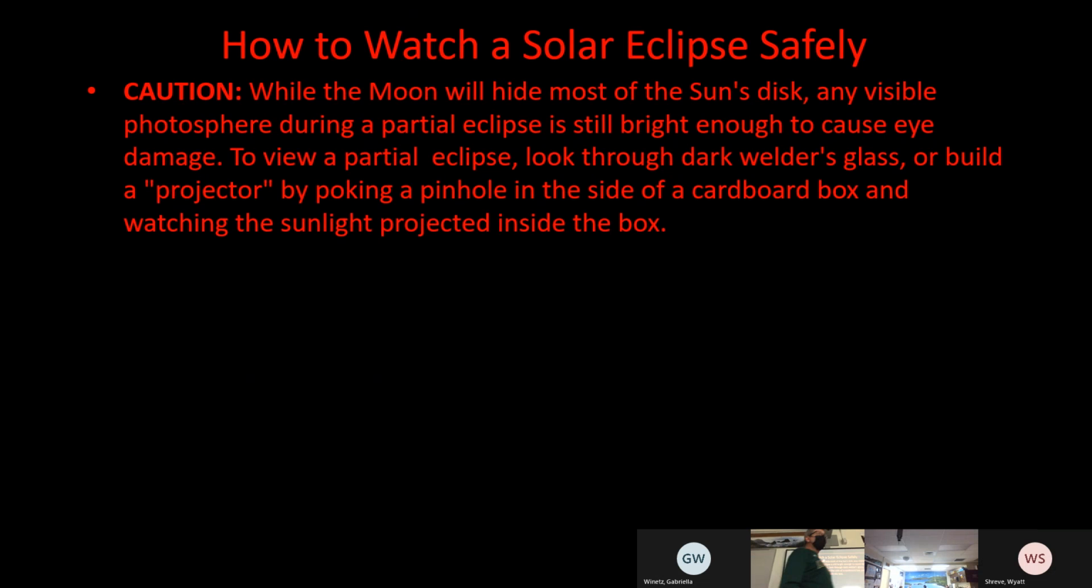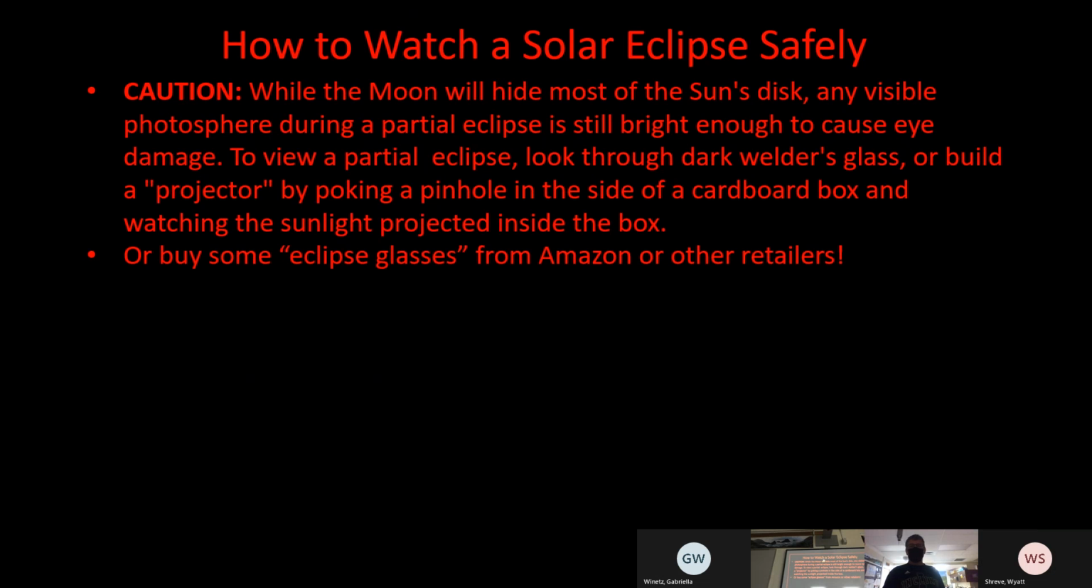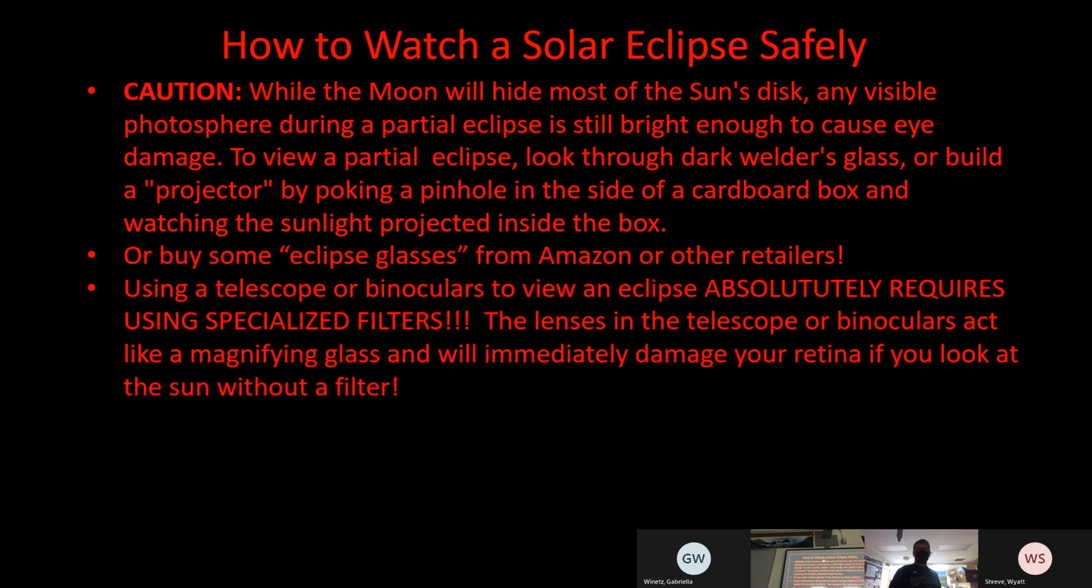And what I mean by a projector is simple. It could be as simple as a shoebox with a pinhole in it. And then you could safely see what was going on. Or you get eclipse glasses from Amazon. Now, if you're going to look at it through a telescope or with binoculars, you absolutely must have a specialized filter. Like before the Oregon eclipse, I bought a filter for my big telescope. Just the filter was like $100.